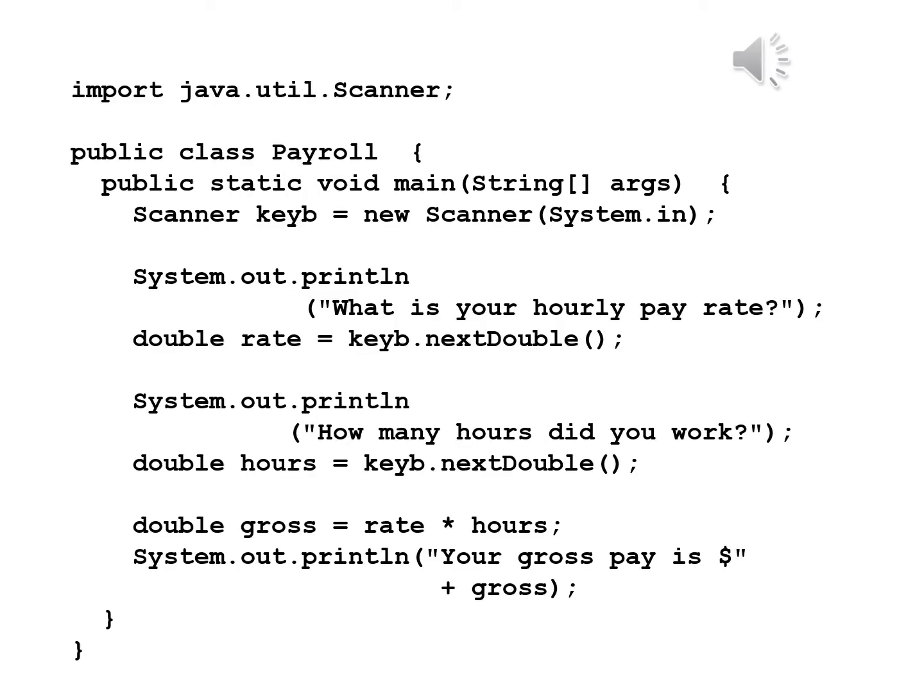We begin the program, as we will continue to do, with import java.util.Scanner; to make the Scanner class available to our program. The header for the program will be public class Payroll and open brace. And then to begin the main method, public static void main(String[] args) and open brace.